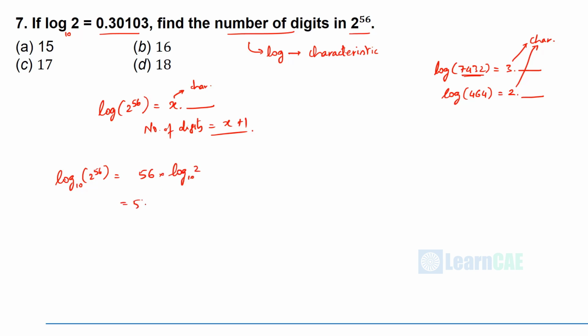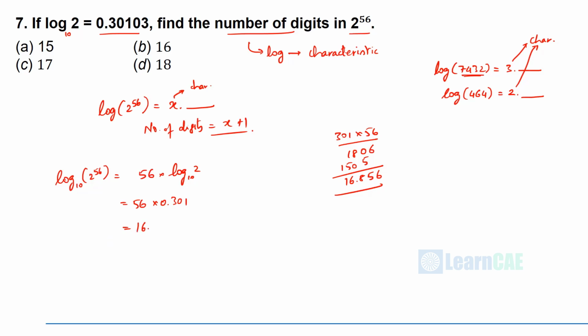So this is 56 into 0.301. We shall solve only up to this portion. 301 into 56. 1 6 is 6, 0 is 0, 3 6 are 18. Next, 1 5 is 5, 0, 3 5 are 15. 6, 5, 8, 6, 1. If you take 3 decimals, then it will be 16.856.